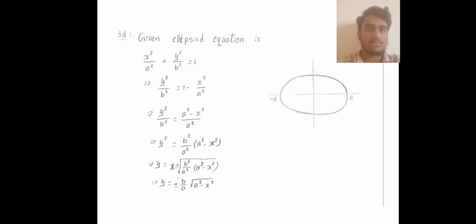Taking the square root, y is equal to plus or minus root of b square by a square into a square minus x square. Y is equal to plus or minus root of b square by a square is b by a. Y is equal to plus or minus b by a root of a square minus x square. The ellipse diagram is seen in the slide. The x value is from minus a to a.